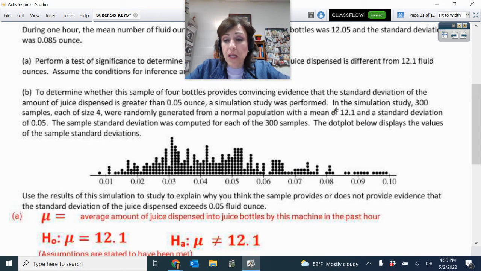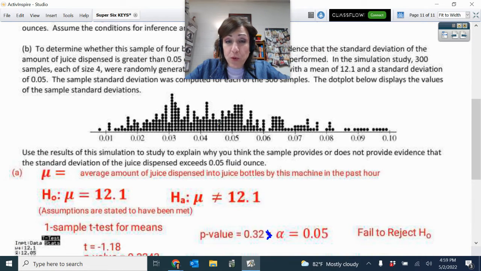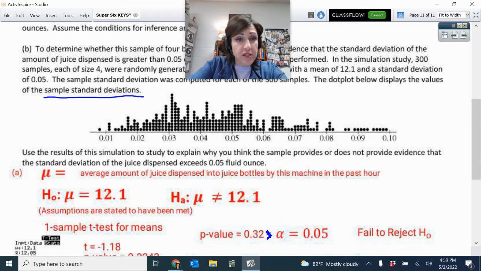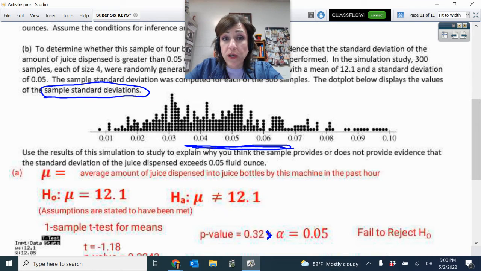So the dot plot displays these values. So each one of these dots represents a sample of 4, and they took a sample of 4, averaged it, and got the average. And actually, these, I believe, are the sample standard deviations. Okay. So that's what they don't have a label here, but that's what that would be. These are the standard deviations, not where all of the means are. So they want to look at that.